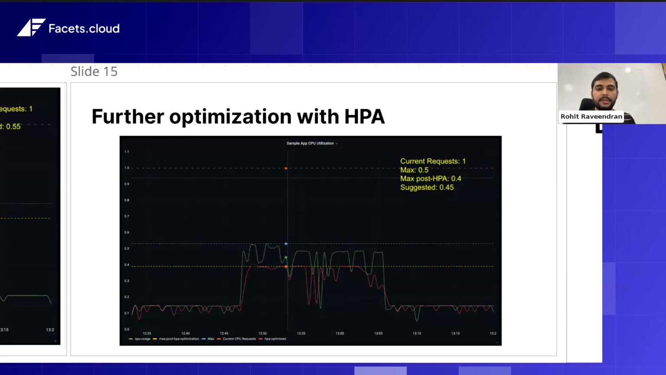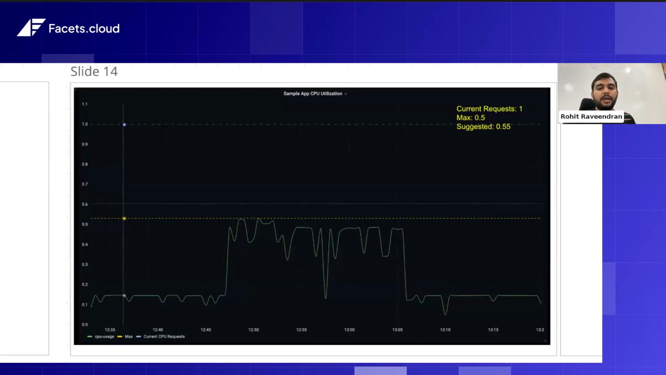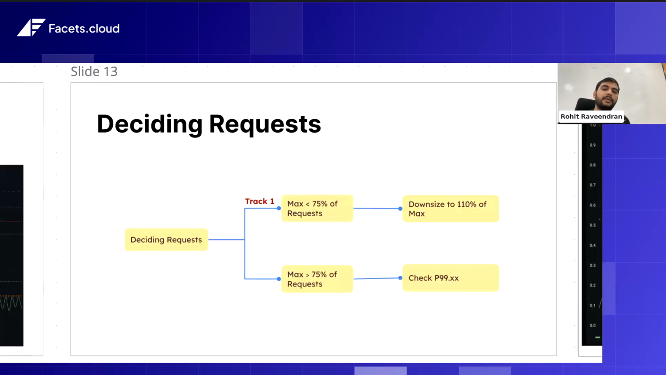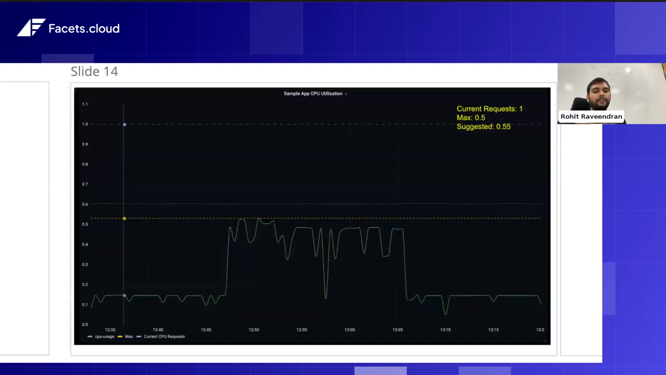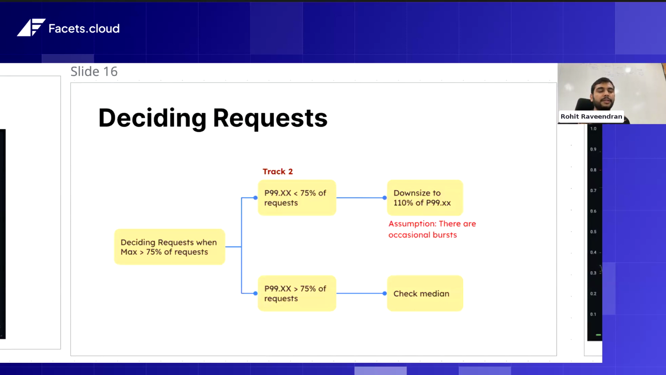Now coming to the second case, which is basically where the max is greater than 75% of the request. So you're good here. You're not horribly oversized. You have your max utilization. At least during the worst case, it is utilizing more than 75% of your request. Now, what is the next thing that you need to analyze?